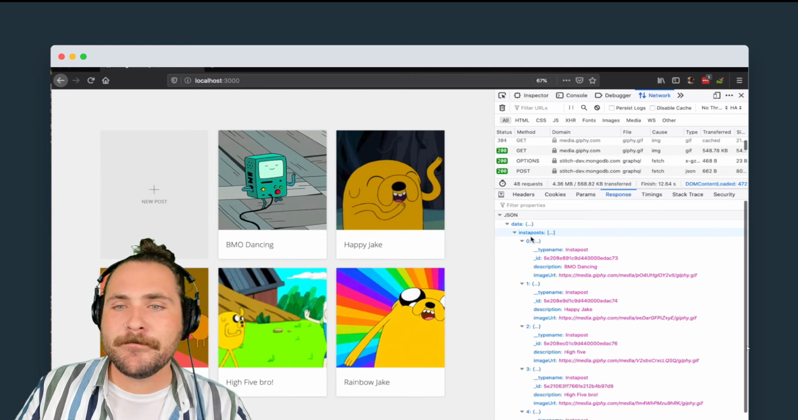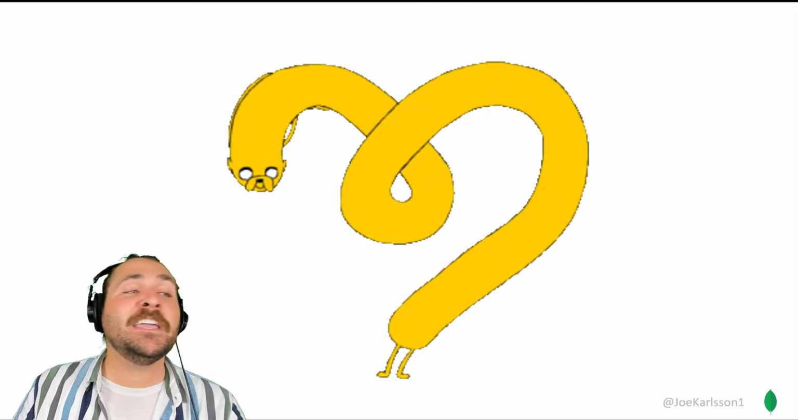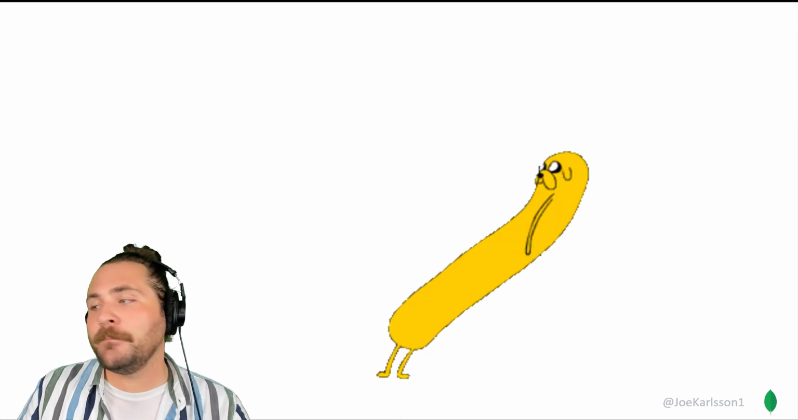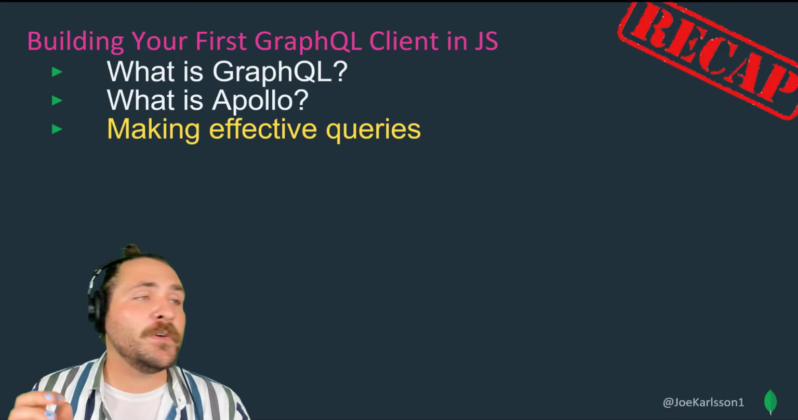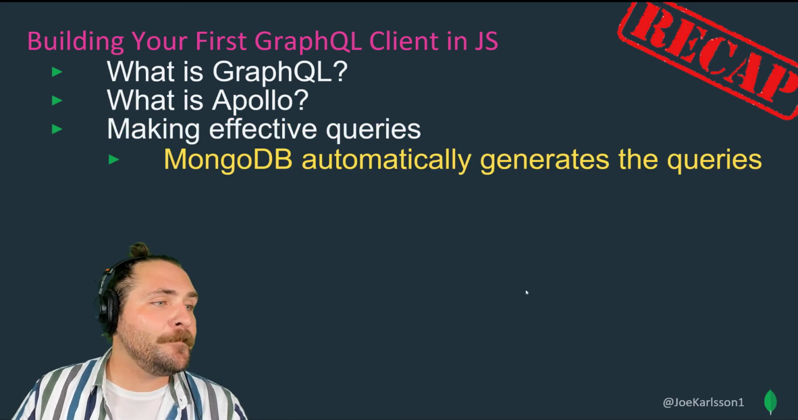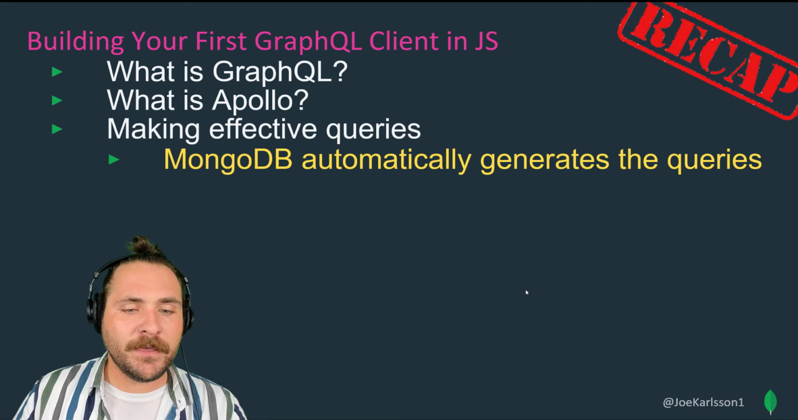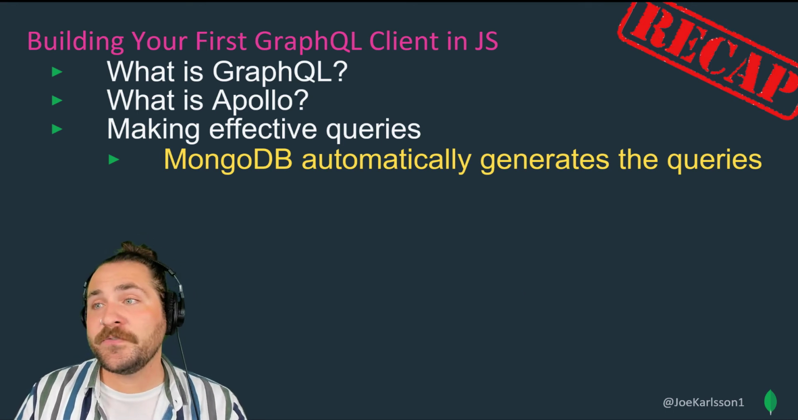Just works. All right. That's amazing. Making queries is so easy. It's so easy. Okay, so let's do a quick recap here. With GraphQL, how do you make an effective query? Well, I think I'm running out of time here too, but MongoDB automatically generates all the queries for you.